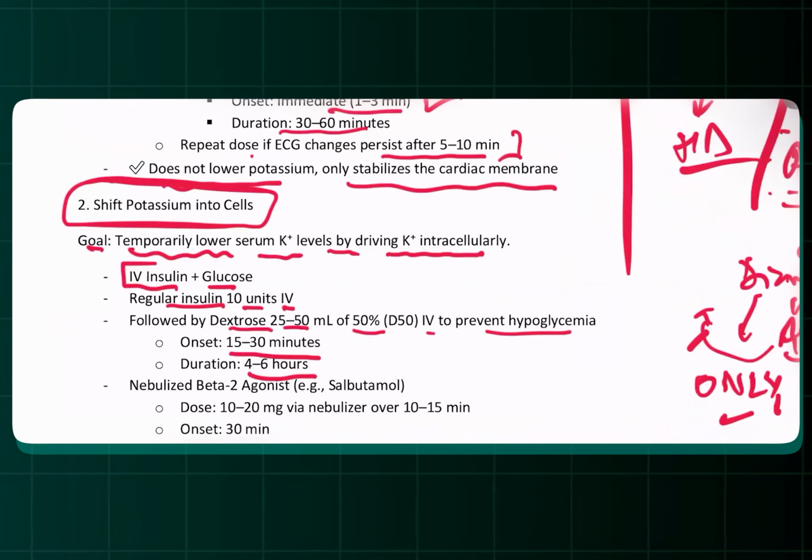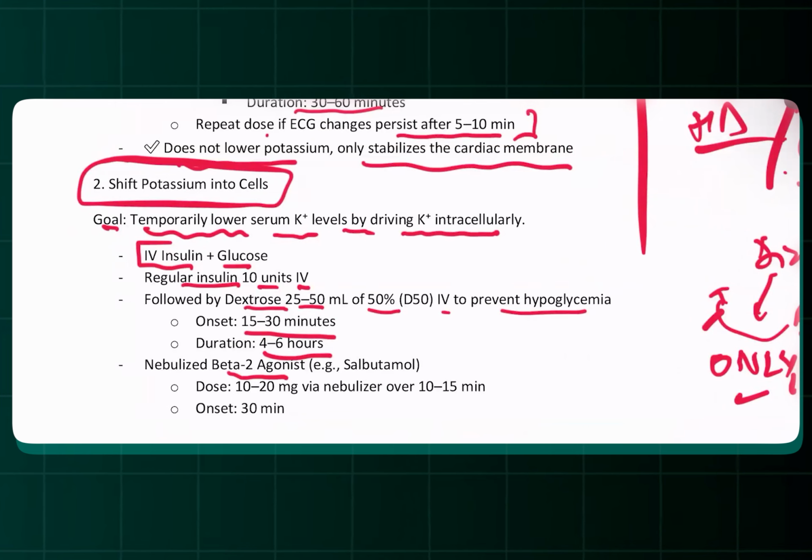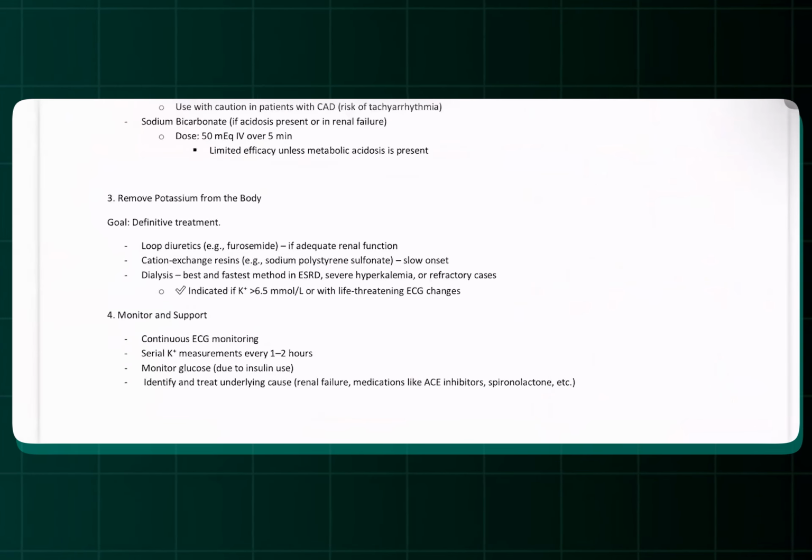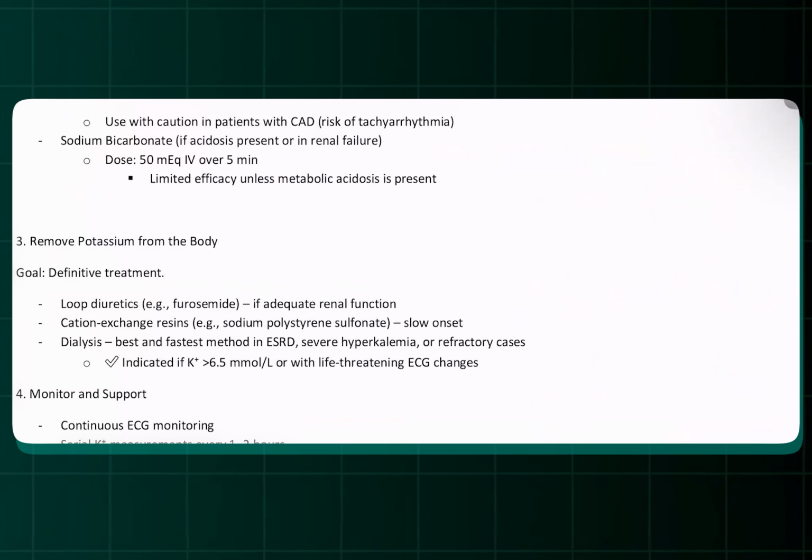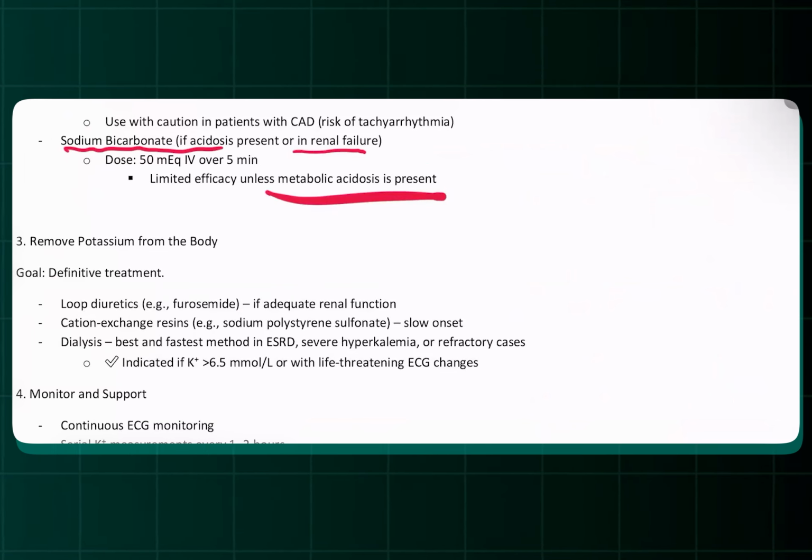Along with that, we give nebulized beta 2 agonist, that is 10 to 20 milligrams via nebulizer over 10 to 15 minutes. Onset is a little slow, 30 minutes. But if the patient has already a history of ventricular fibrillation, then you need to be very, very cautious. In fact, giving IV soda bicarb is important because renal failure is there and acidosis worsens hyperkalemia. So you need to give 50 milliequivalents of IV over 5 minutes. That's bolus. Limited efficacy unless metabolic acidosis is present.